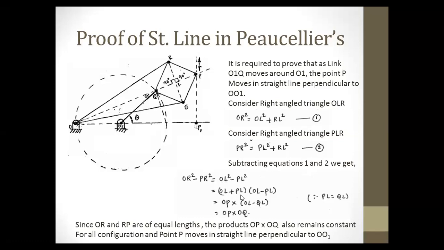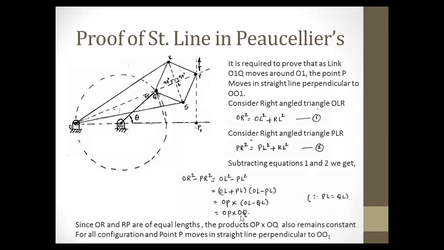Okay, so OL plus PL is what? OL plus PL is OP, into OL minus PL. So OL minus PL: PL is the same as QL because the diagonals are equal length. So we can say PL is equal to QL. That is why OL minus QL, which is OQ. So we can write OP into OQ. We get OR square minus PR square is equal to OP into OQ.